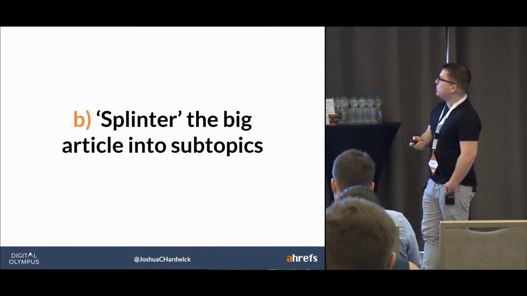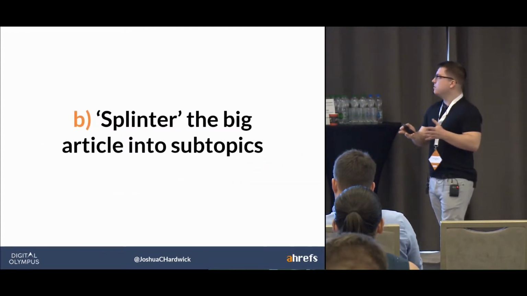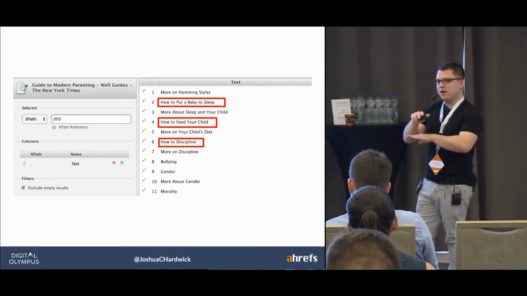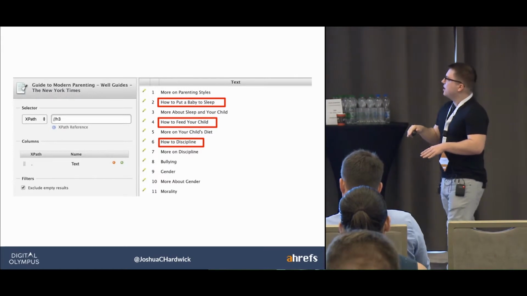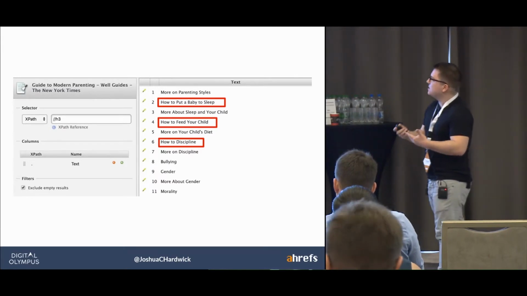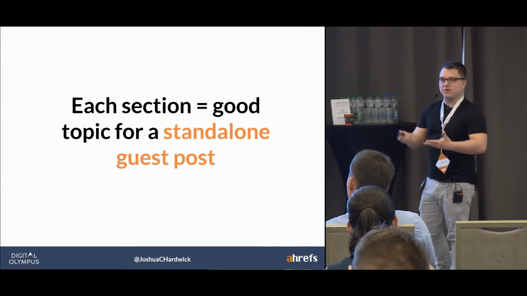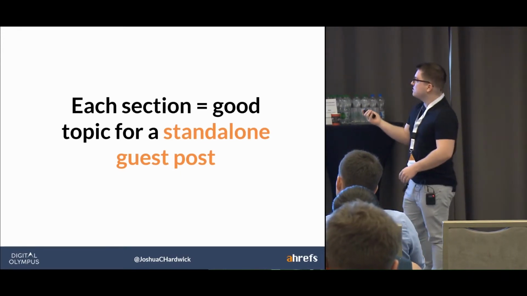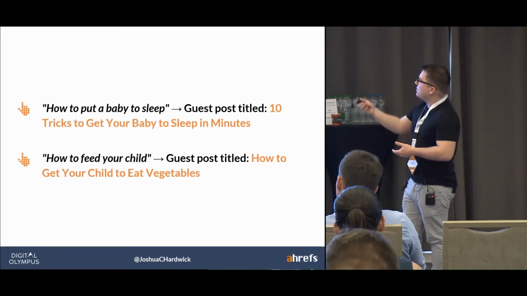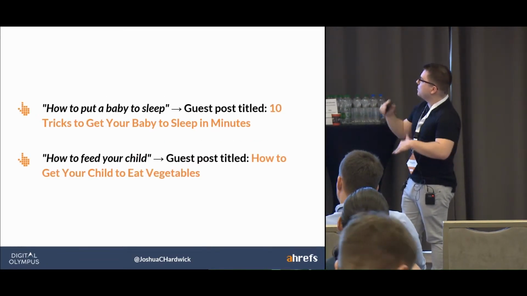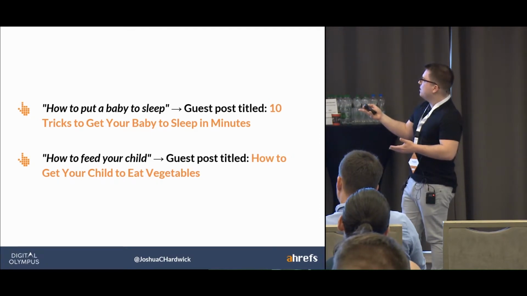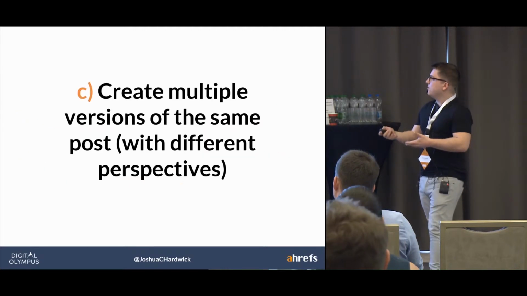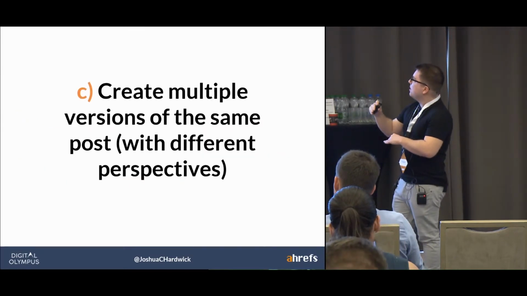So what you can do is, once you find that popular article, just splinter it down. Take all of the different things that they talked about in there, and they basically become good topics for standalone guest posts. What I did there is I basically just scraped the H2s within that post and took ideas from that. So you can see that these H2s, these subheadings within the post, become guest post topics in their own right.